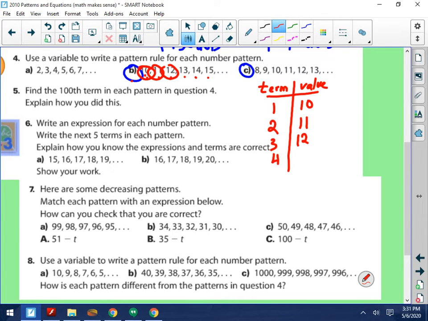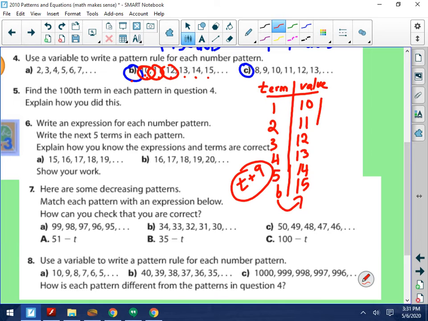The fourth term, the value is 13. The fifth term, the value is 14. And the sixth term, the value is 15. Now, what's the relationship between them? What is it you're having to do? You're having to add 9. So your expression would be t plus 9. Or you could write t plus 9 equals value. But that's what we're looking for.